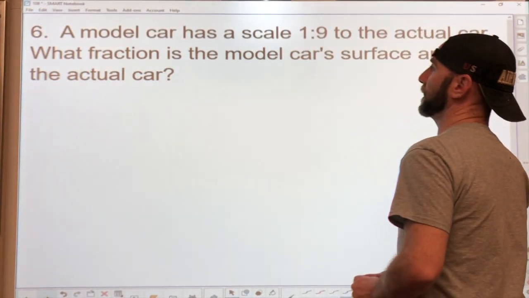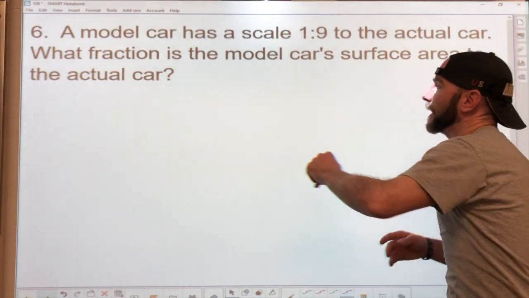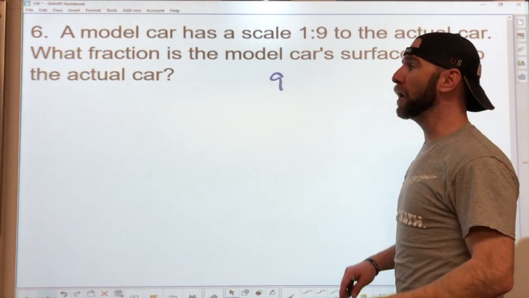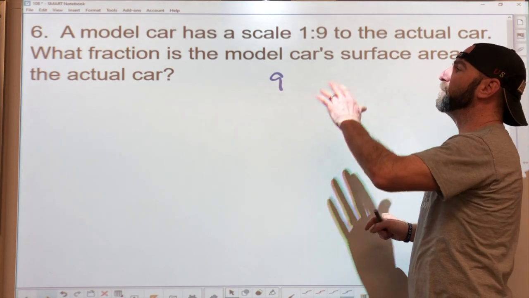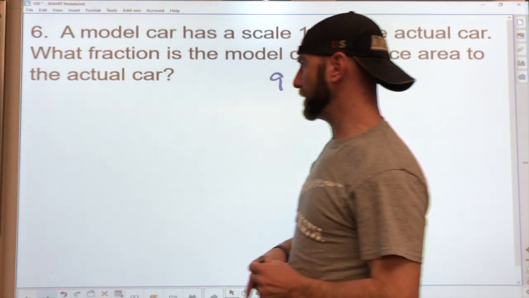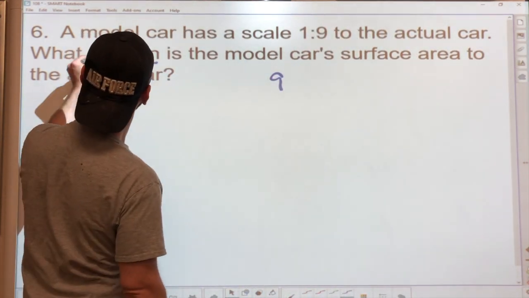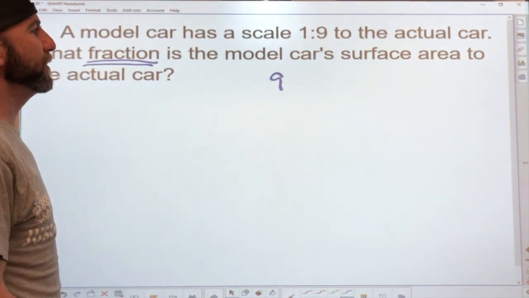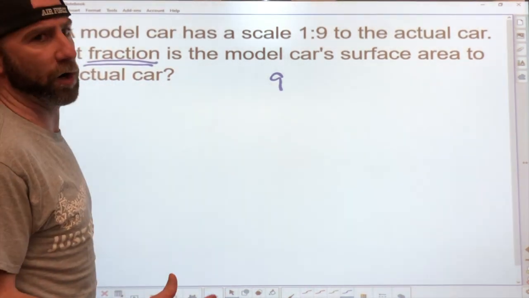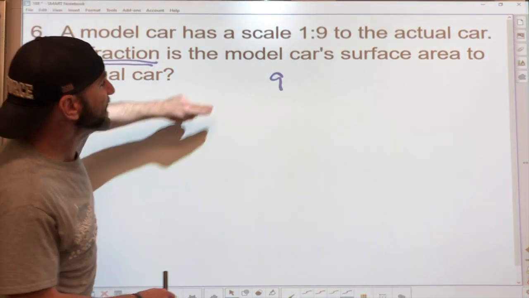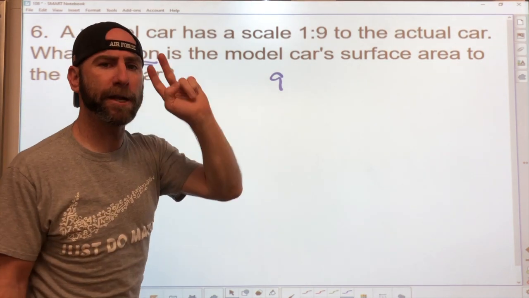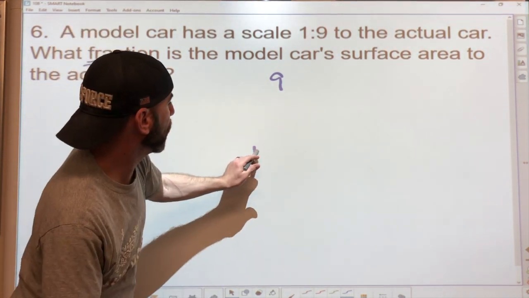All right, the scale is 1 to 9, therefore the scale factor is 9 times larger. What fraction, this is an interesting question. It says, what fraction is the model car surface area to the actual car area? Well, if this is the scale factor, we're going to take this and square it, which is 81.